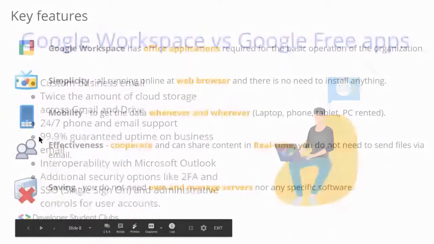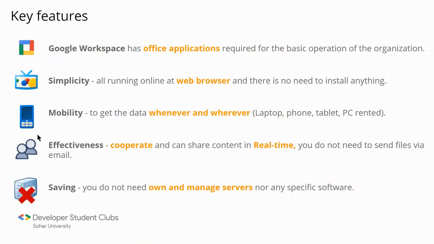On to the key features of Google Workspace. Google Workspace has Office applications required for the basic operation of the organization, like slides, docs, spreadsheets, forms, and more. It also offers simplicity, all running online at web browser, and there's no need to install anything. It also offers mobility to get the data whenever and wherever you want, either on your laptop, your phone, your tablet, your PC, or any kind of device. You can access your files through Google Workspace.